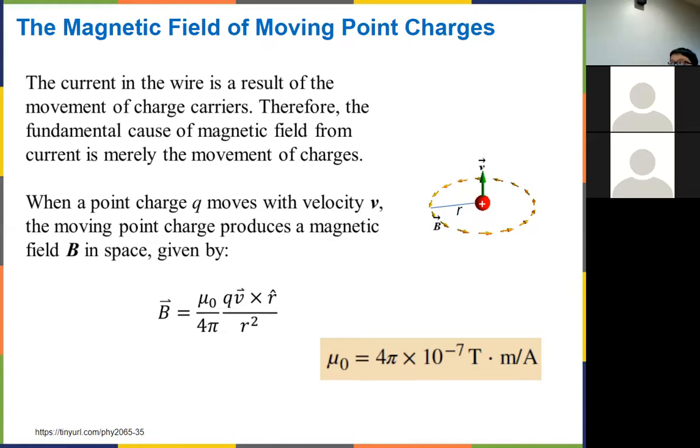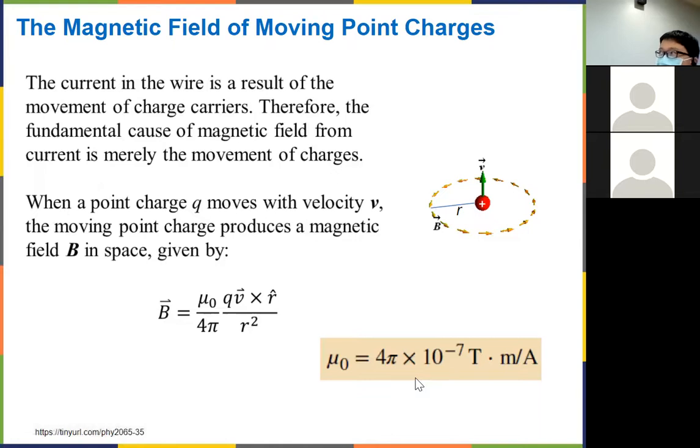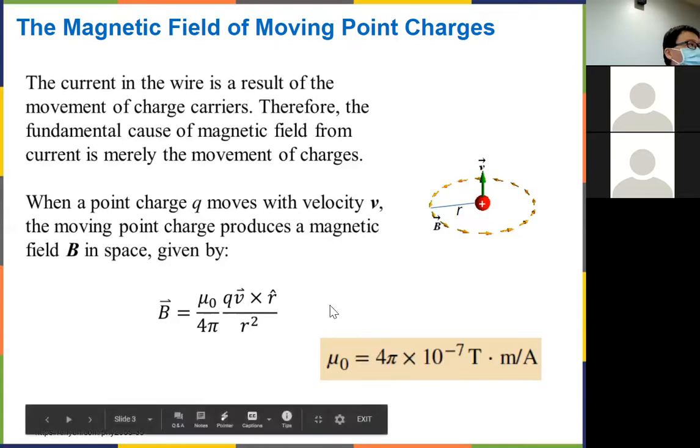For that, you can use this equation to calculate the magnetic field produced by a given charged particle that is moving. If you have v as the vector, and then cross, this is the directional vector with the head from the point of source to your point of interest, divided by the separation squared, with mu naught divided by 4 pi. Mu naught is a constant called the permeability of vacuum. It's equal to 4 pi times 10 to the negative 7. Q is the charge.